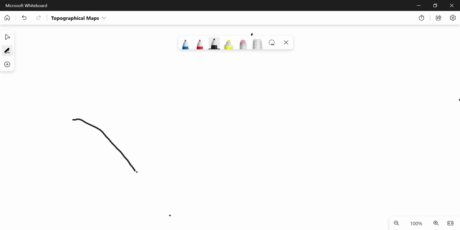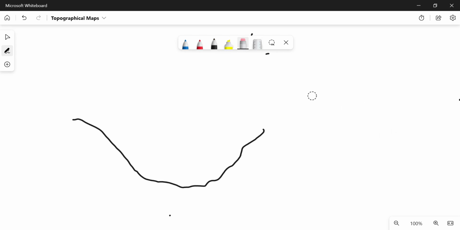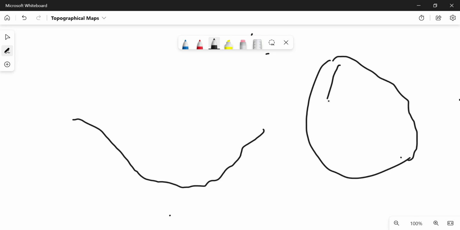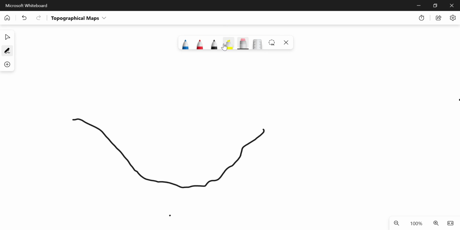Now the U-shaped valley, it's like this. How do I do that? Just form some circles like this. This is a U-shaped valley. Oh wait, no. Sorry. This is a U-shaped valley. I forgot one very important thing of the U-shaped valley. It is not closer; I'll make it like a mountain.